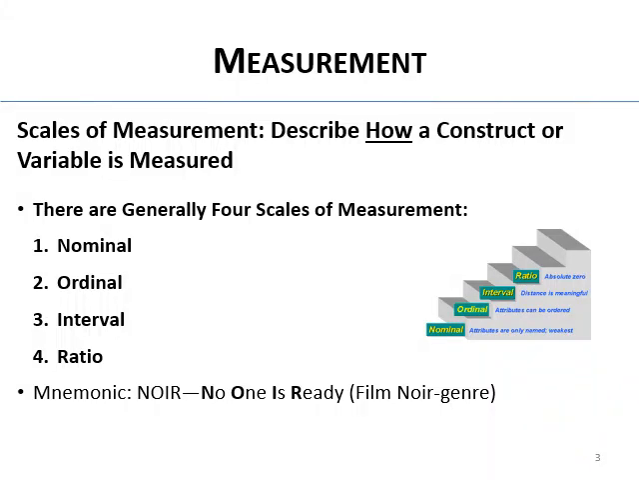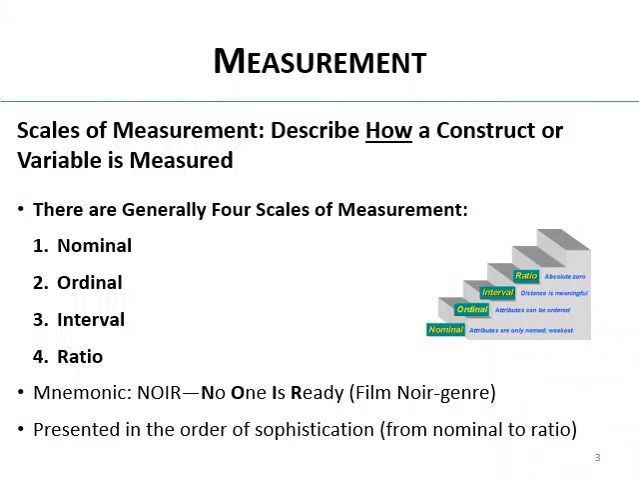I remember these back in the day because of film noir. No One Is Ready, or film noir: nominal, ordinal, interval, ratio. They get more complex as you go from 1 to 4 mathematically. Or if you're from the 80s, they had Drakkar Noir, some clone that just everyone wore. So that's another way to memorize the different scales. They are presented here in sophistication from least, nominal, to most, ratio.